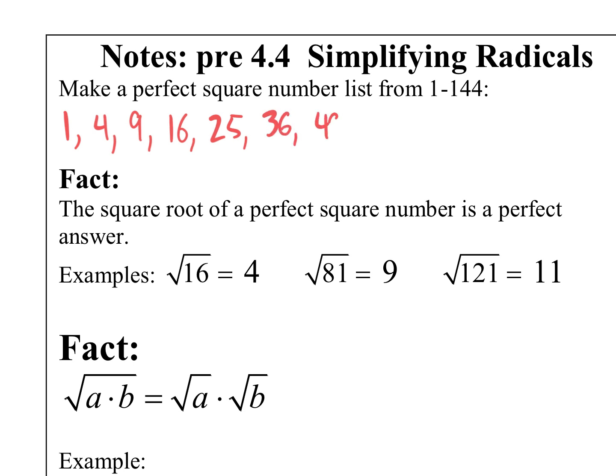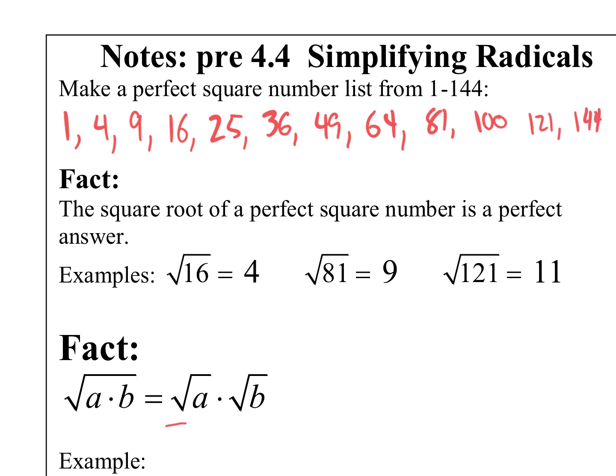36. 49. If you're like, what the heck, where's he getting these numbers from? It's simply by squaring a number. If you take 1 and square it, 1 times itself is 1. 2 times 2 is 4. 3 times 3, 4 times 4. 5 times 5, 6 times 6, 7 times 7, 8 times 8, 9 times 9, 10 times 10, 11 times 11, and 12 times 12 is 144.